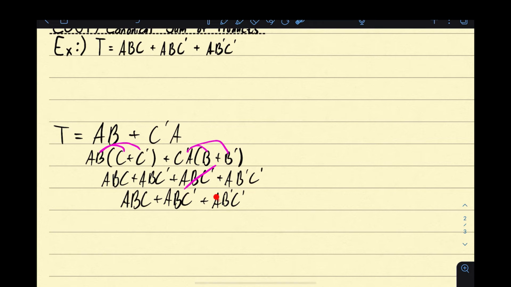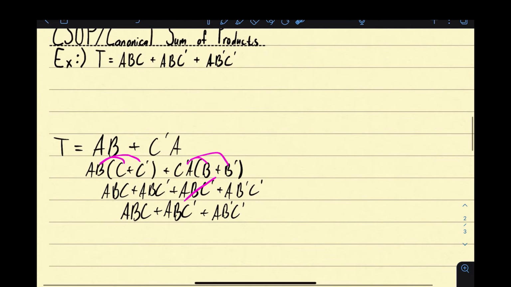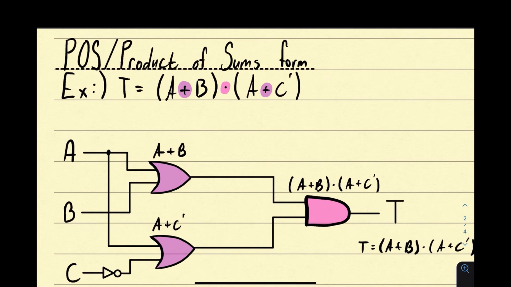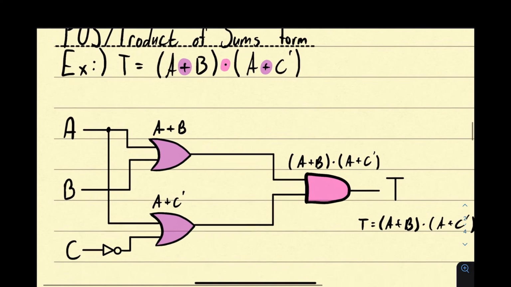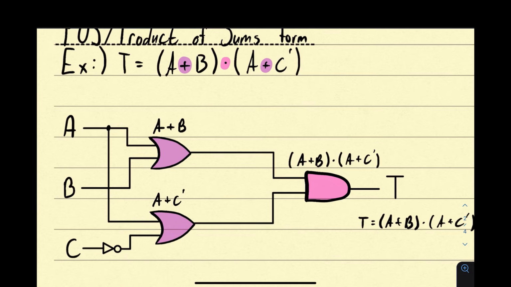And every term you get in this final equation here represents a truth in that truth table. And here I have product of sums form. So my equation is going to be T equals (A plus B) multiplied with (A plus complement of C). Or in digital design terms, it's going to be A or B ANDed with A or complement C. And here I have the circuit showing how you can derive said equation.